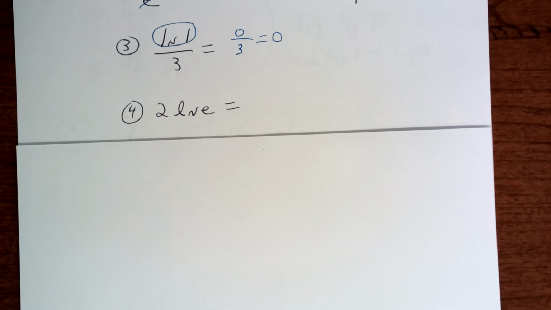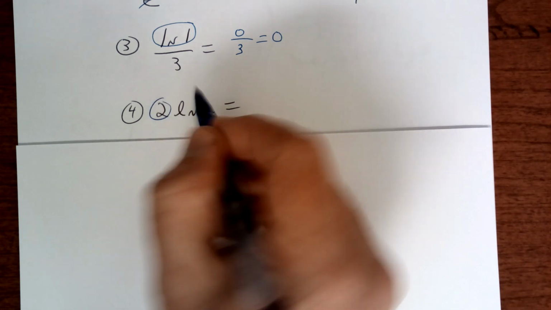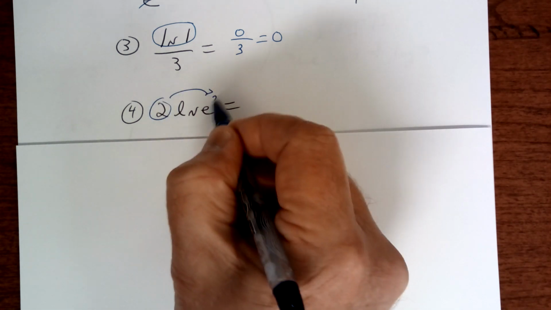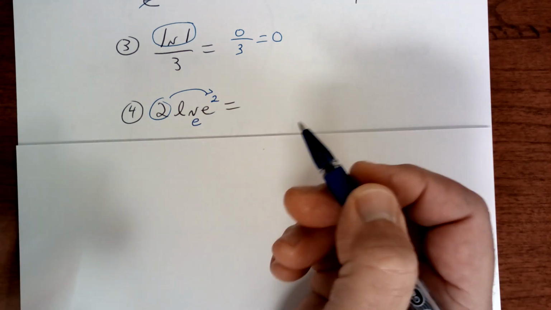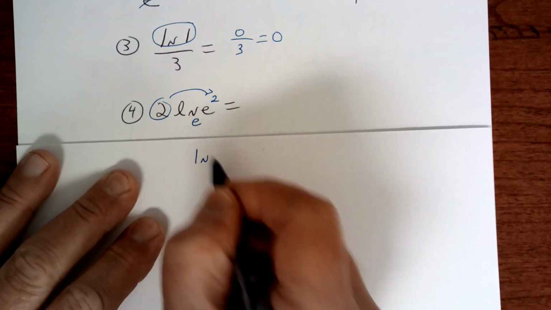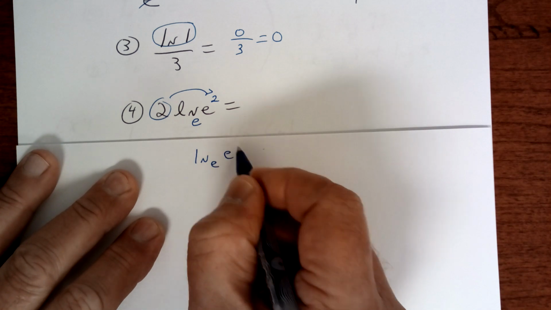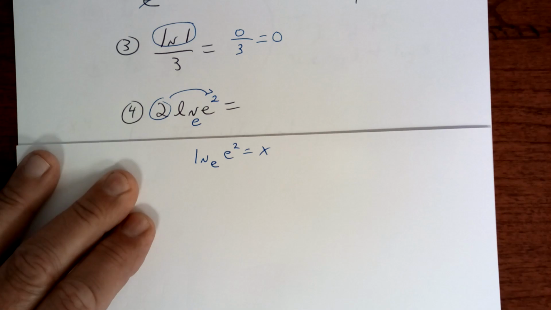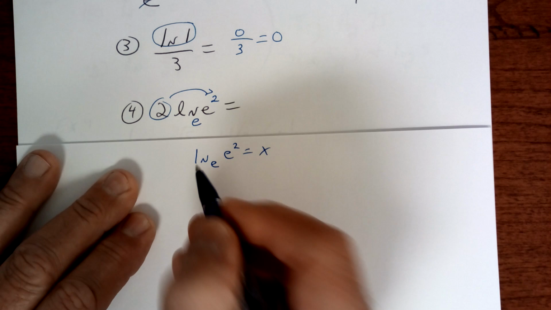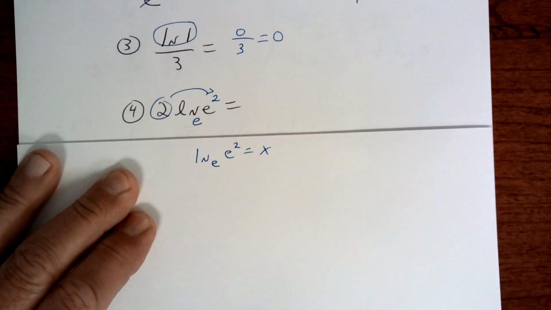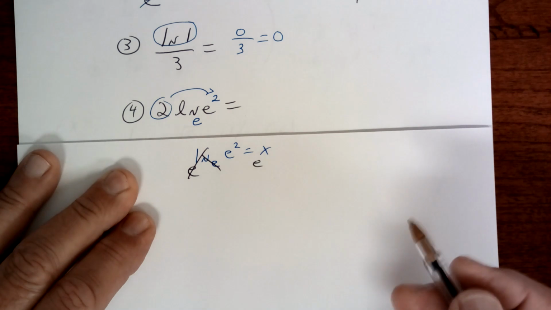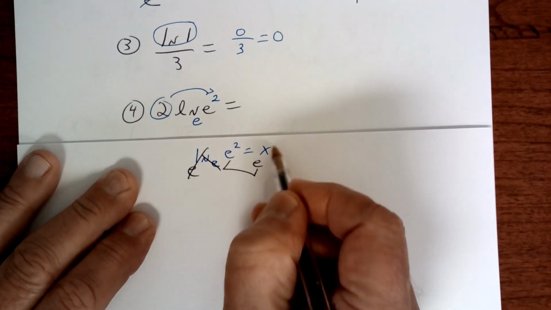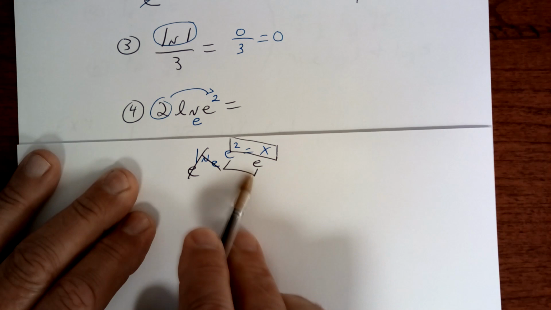This one right here, let me think about it. Okay, so what you could do is take this 2 and bring it back up here as an exponent. And you know that you have an e down here. So let's rewrite it. So it's the natural log of e, and then e squared is equal to x. Okay? So you want to exponentiate both sides, like this. This cancels. So it's got to be 2. X has to equal 2 because the bases are the same.